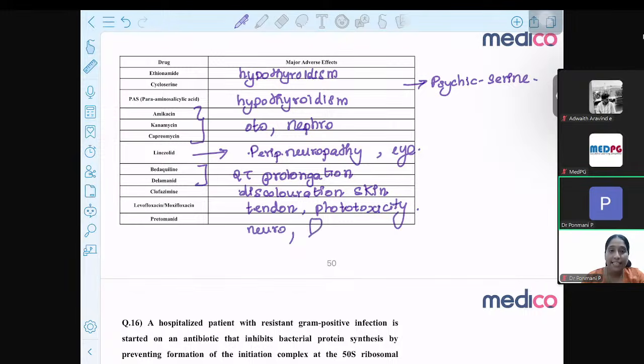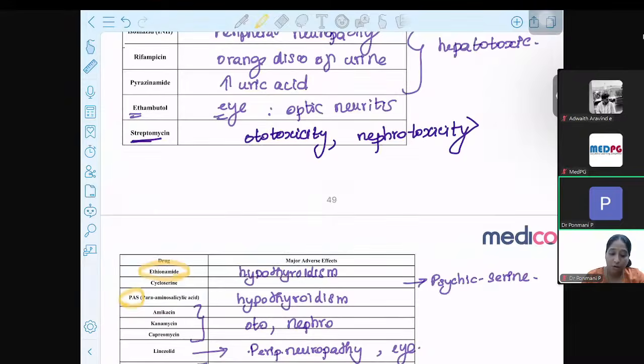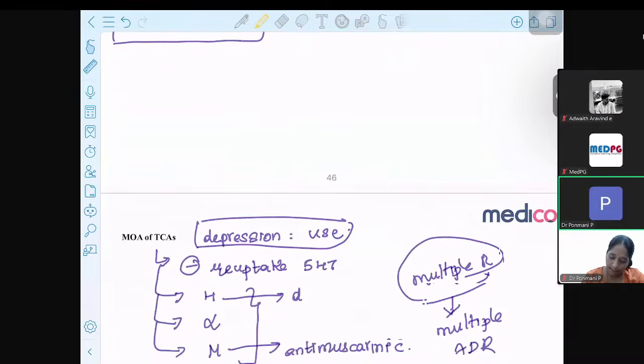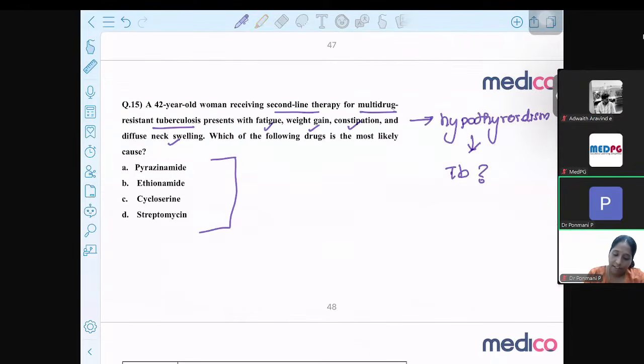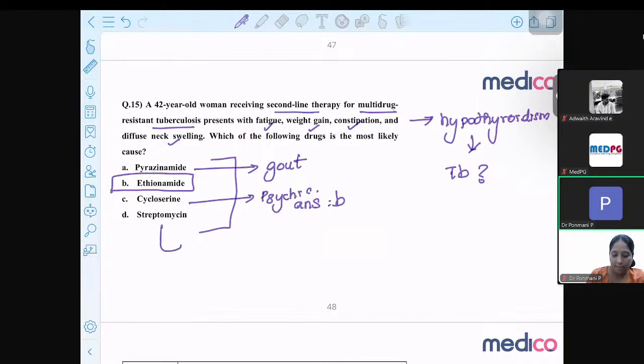Okay. So our question is, which of the following drugs causes hypothyroidism? I said there are two drugs which can cause hypothyroidism: one is ethionamide and the second is PAS, which is para-aminosalicylic acid. Among the options given, you have ethionamide here. So the answer is option B. What about the other options? Pyrazinamide causes gout. Cycloserine, just now I said, is called psychic serine. And streptomycin comes under aminoglycosides and causes ototoxicity and nephrotoxicity. Clear? So this is about the ADRs of the important tuberculosis drugs.